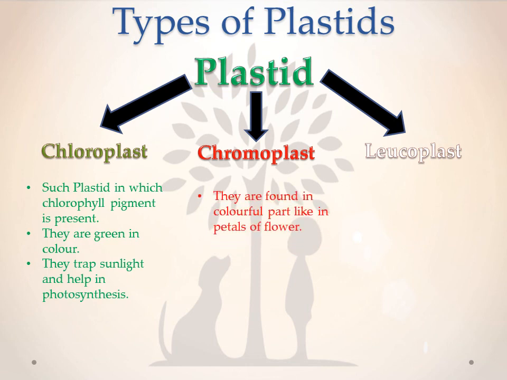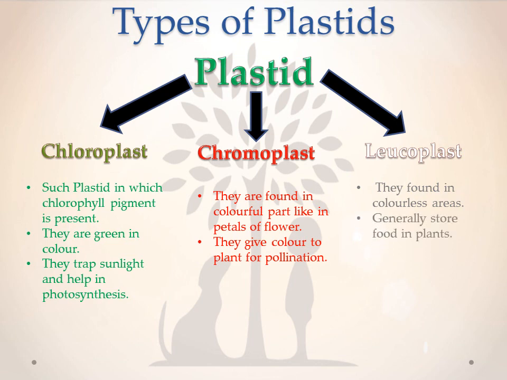Now the chromoplast, as the word indicates, chromo means colorful. They are found in the colorful parts of the plant, and the colorful part is the flower in the case of a plant. They give color to the plant for pollination. Pollination is the process of transfer of pollen grain. We will discuss it further. Leucoplasts are found in colorless areas, mainly inside the soil, and generally they store food in the case of a plant.